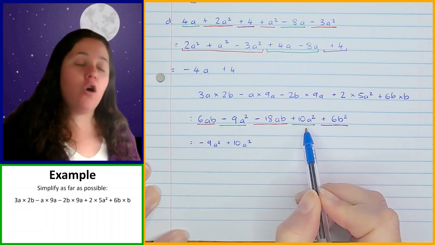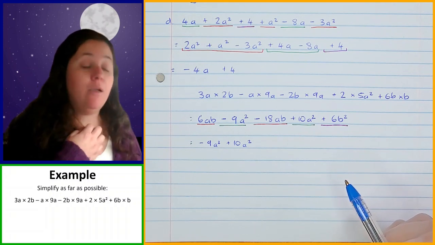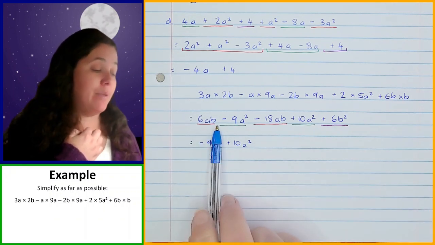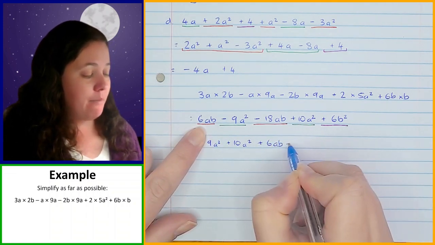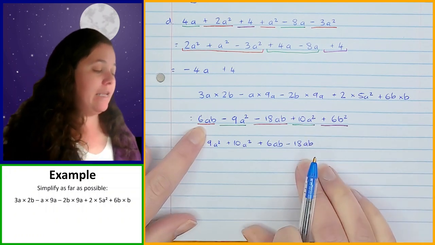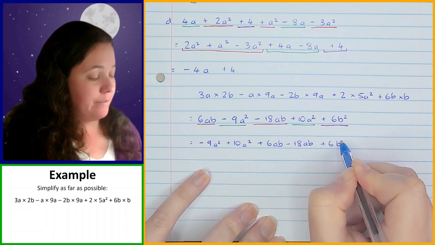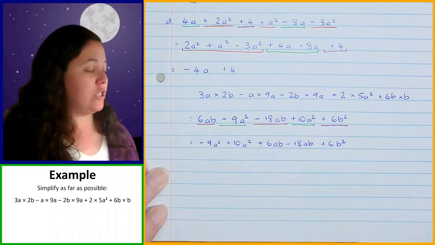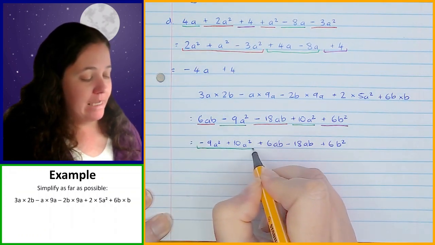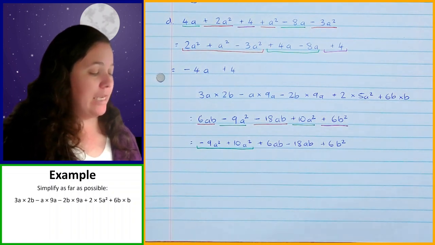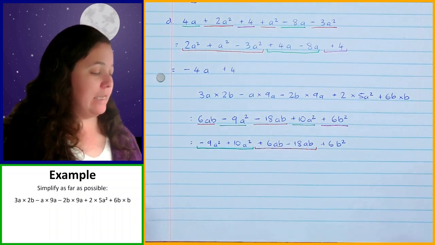Okay, then I'm going to go on to the next power of a, which is just a. So I have ab. So I've got 6ab, so it's plus 6ab minus 18ab. And then finally, I've got my b squared over here, plus 6b squared. And now I'm going to go and simplify my like terms. So here I've got my a squareds. Here I've got my ab's. And here I've got my b squared.